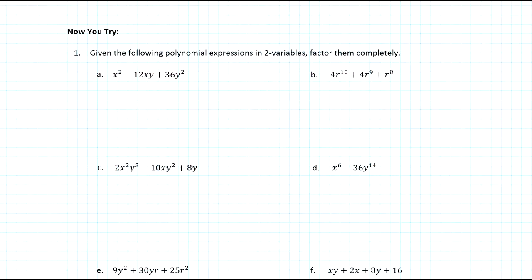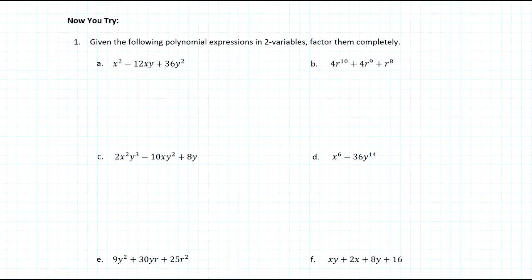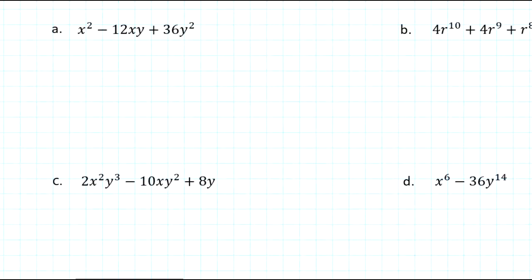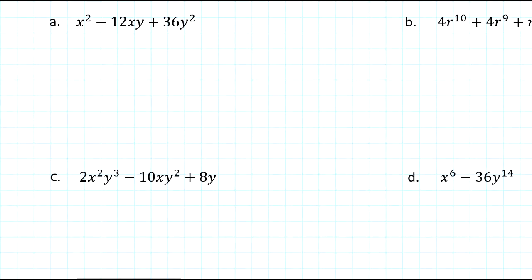Let's go ahead and look at the solutions to the now you try problems where we are factoring polynomial expressions in two variables completely. The first expression we're going to look at is x squared minus 12xy plus 36y squared. What I recognize is that I have a square and a square at the beginning and the end. So I'm going to attempt and see if it works.